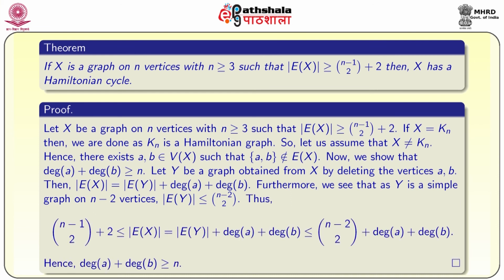Thus, we have (n minus 1 choose 2) plus 2, which is less than or equal to the number of edges of x, which is equal to the number of edges of y plus degree of a plus degree of b, that is less than or equal to (n minus 2 choose 2) plus degree of a plus degree of b. Hence, degree of a plus degree of b is greater than or equal to n. This one can verify by simplifying (n minus 1 choose 2) plus 2 and (n minus 2 choose 2) plus degree of a plus degree of b; we will get this portion.